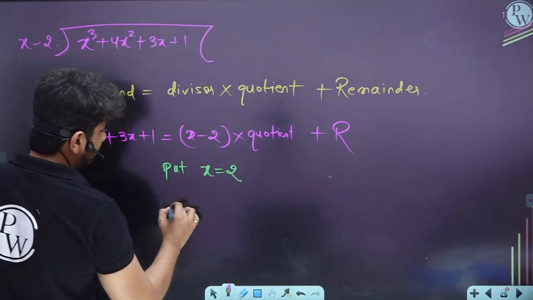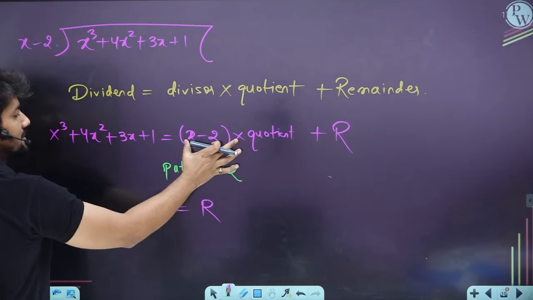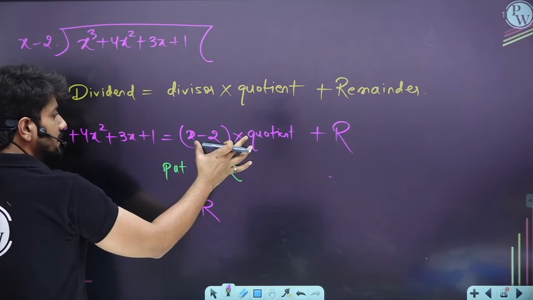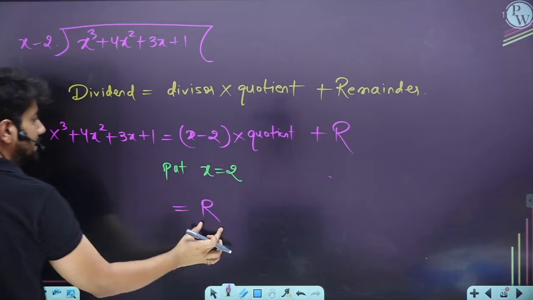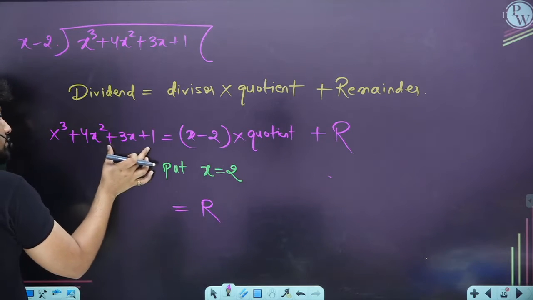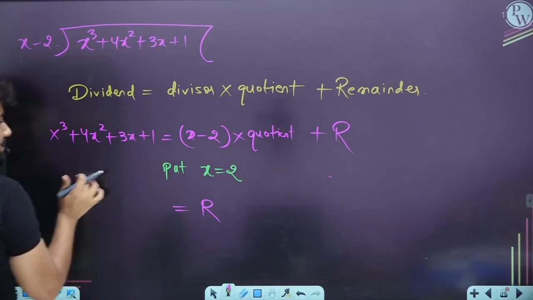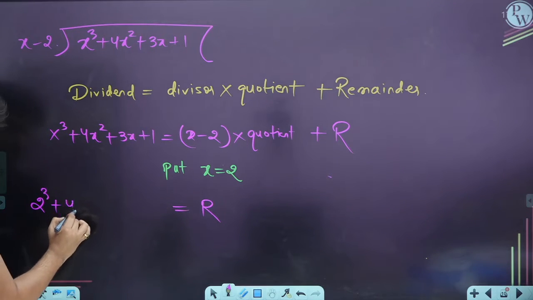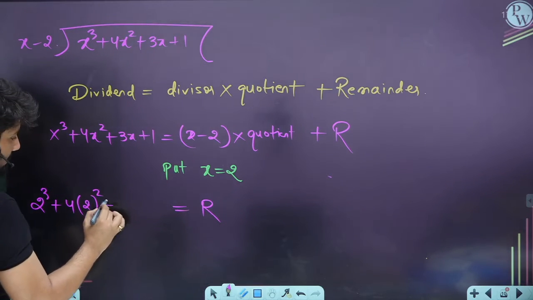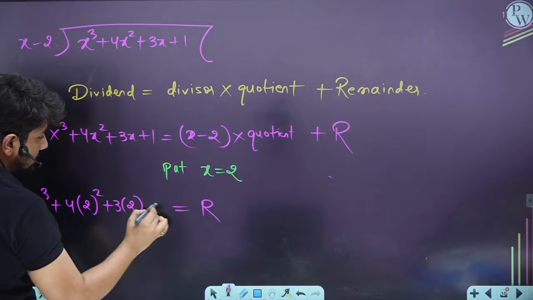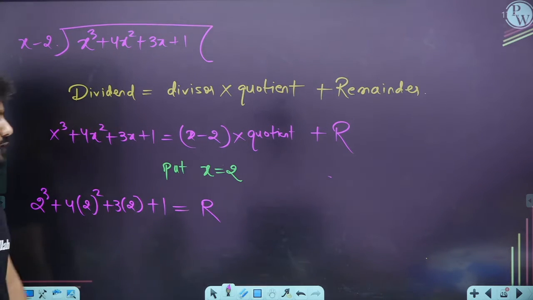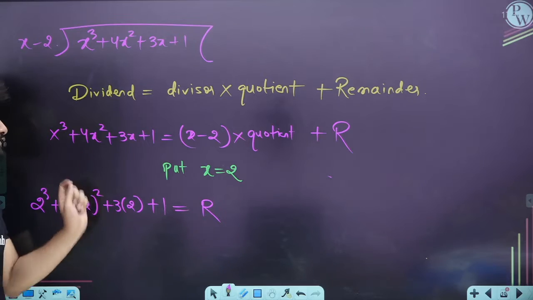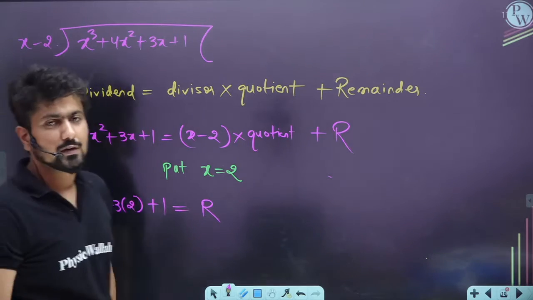So in the right hand side, we have r. This term has become 0. If I put x is equal to 2, this term has become 0. In the right hand side, we have r. And when I put x is equal to 2, what do I get in the left hand side? I am getting 2 cube plus 4 times 2 square plus 3 times 2 plus 1.